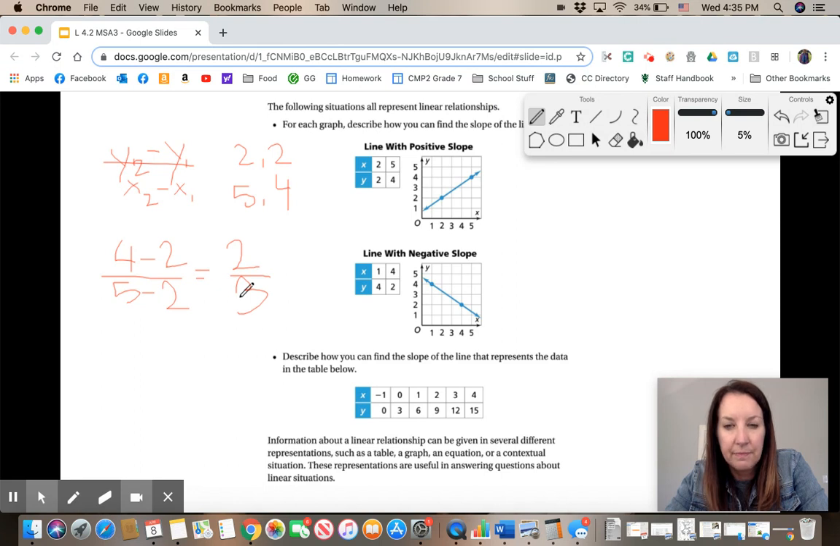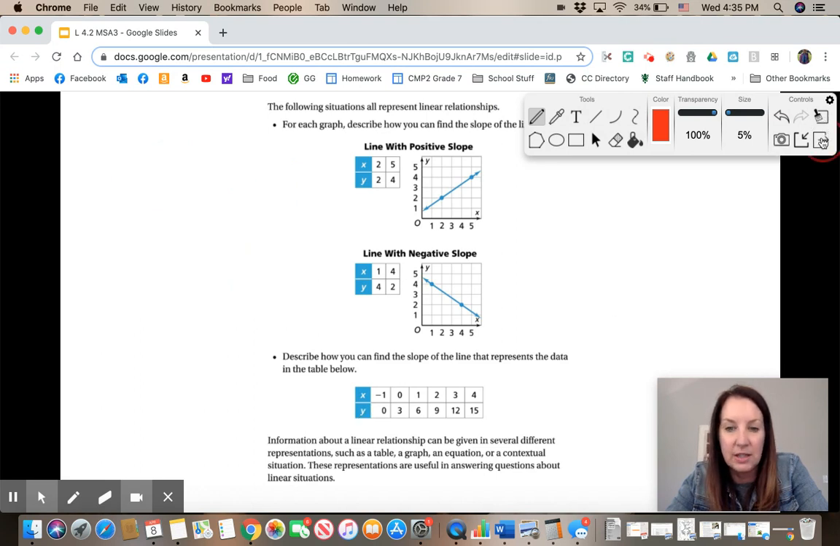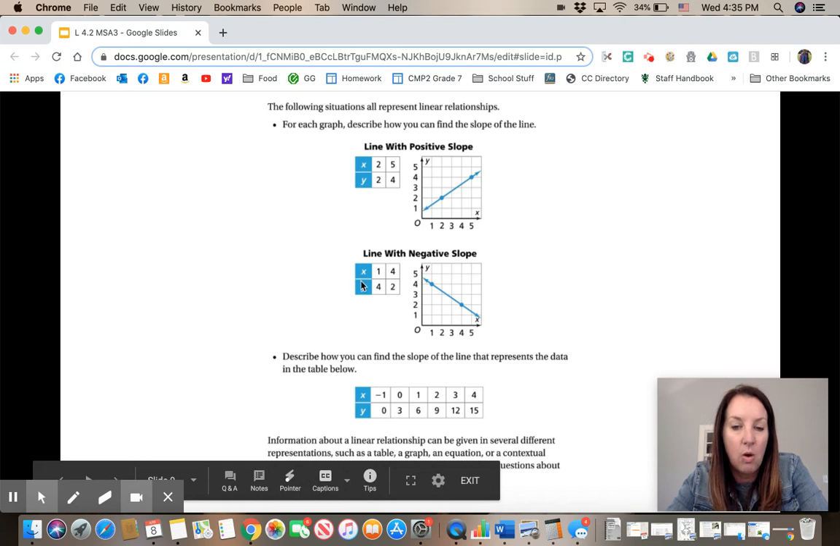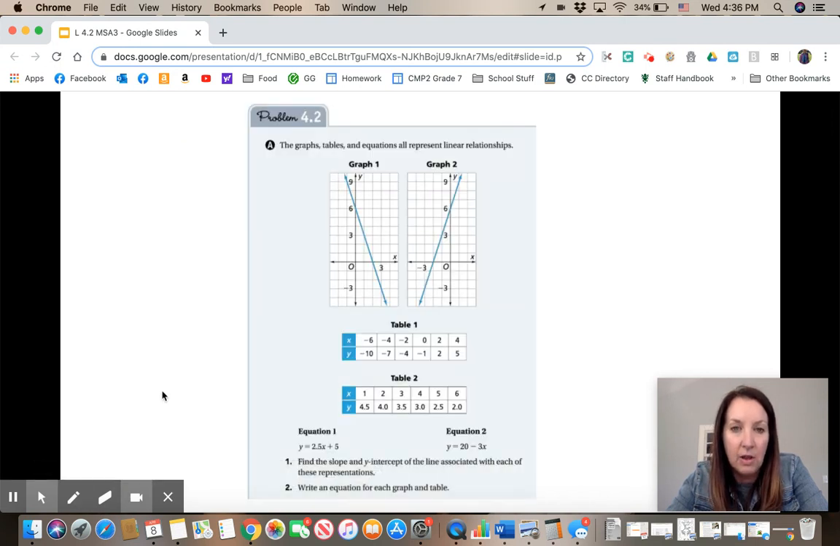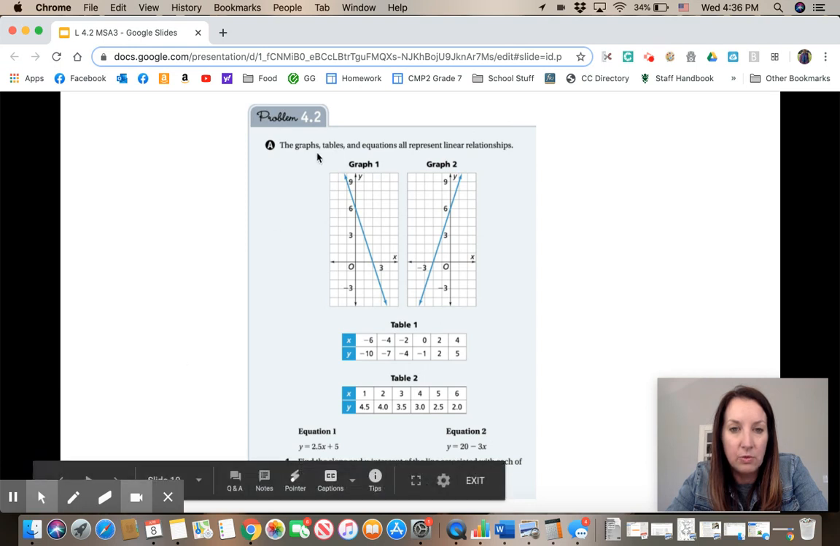Does that make sense? Okay, you can do the same thing with a table. You pick two points, right? We have an x and a y. We could pick 1 and 6, and we could pick 2 and 9 and use the same formula and plug in the numbers. Information about a linear relationship can be given in several different representations, like a table, an equation, or a contextual situation.